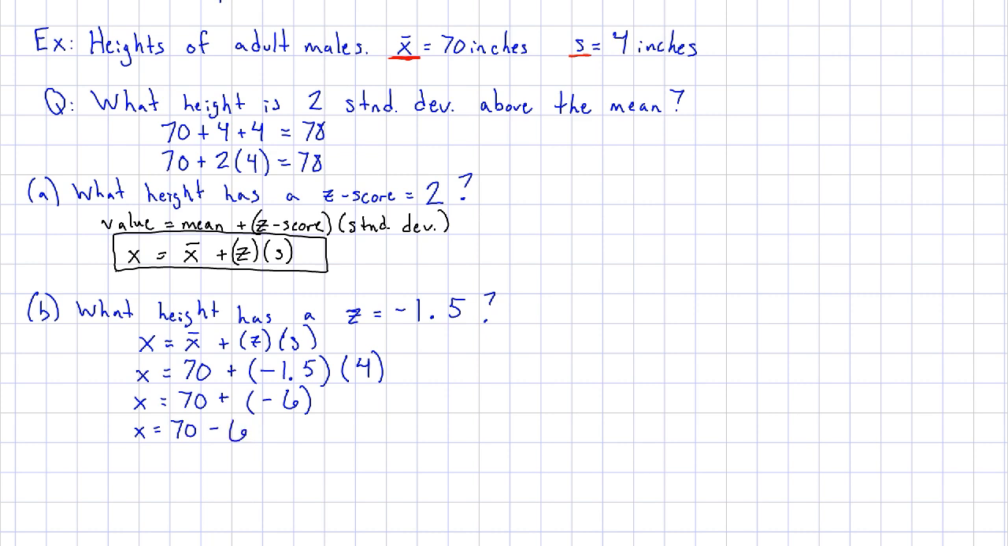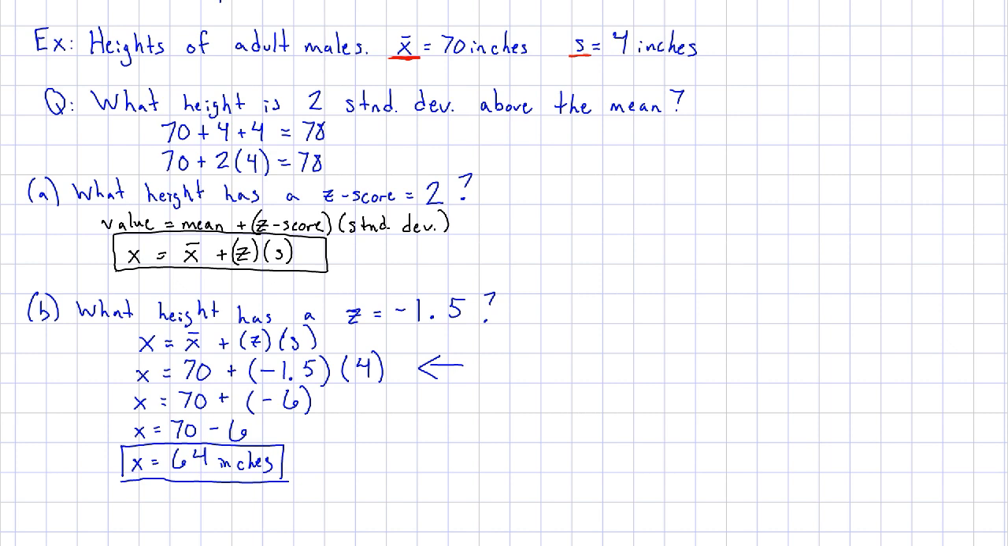If you plug this second line directly into your calculator, it will just do it. It will do order of operations, so it will evaluate the multiplication, the negative 1.5 times 4, first, and then it will subtract that from the 70. And you'll end up with the correct answer. So be aware that you have that option, especially if there's a calculator easily at your disposal. So x would be 64 inches. That would be the height associated with a z-score of negative 1.5.